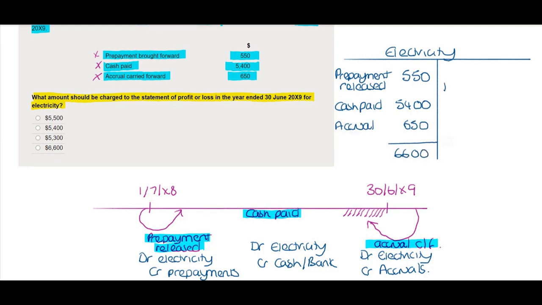And so our transfer to the statement of profit and loss would be $6,600. And so to answer our question as to what amount should be charged to the statement of profit and loss for the year ended 30th of June, it should be our $6,600, which is the fourth option.